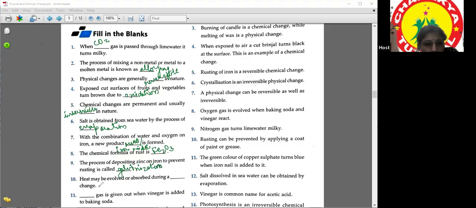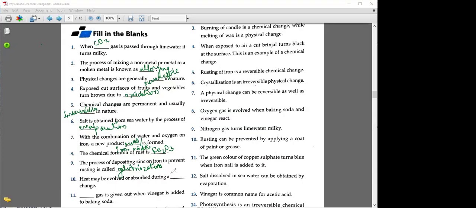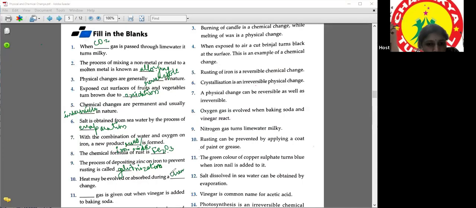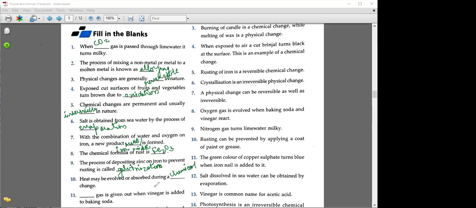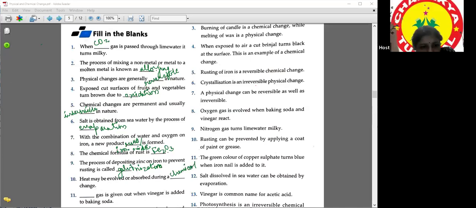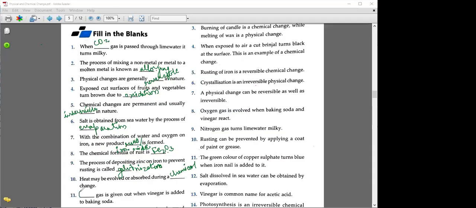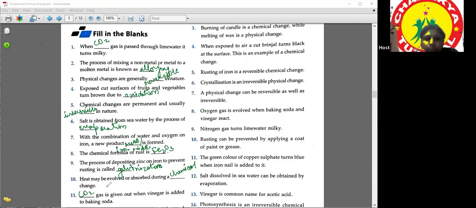Heat may be evolved or absorbed during a what type of change? No, it's not exothermic, Advika, because exothermic is only release of heat, evolution of heat, not absorbed. So if heat may be evolved or absorbed, that is in general, we will say that type of change is chemical change. Dash gas is given out when vinegar is added to baking soda. Means acid and base. Right? If you want to note these, please do note, because else I'll scroll up the page.